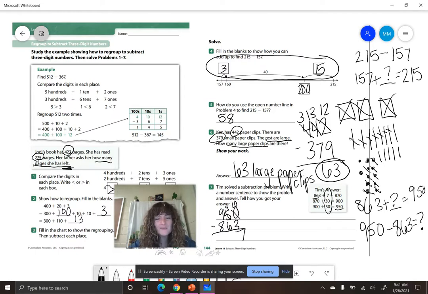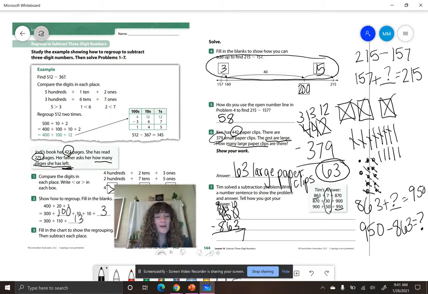Now I go to my tens place. I have 4 tens in my whole, and it's wanting me to take away 6. Can I take away 6? No. So I am going to regroup with my hundreds. So I am going to unroll 100 into 10 tens. Oh my goodness. When I put those 10 tens with my 4 tens, how many tens will I have? I will have 14 tens. So now I can subtract 14 minus 6.